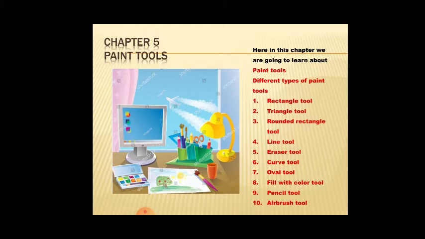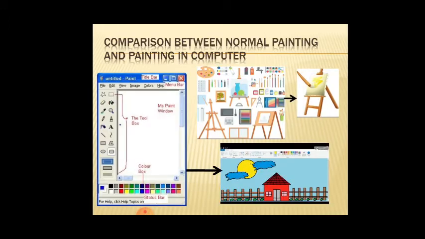So in this chapter we are going to learn about the paint tools. Basically, what are the tools that are available in the paint, then different types of paint tools like rectangle tool, triangle tool, rounded rectangle tool, line tool, eraser tool, curve tool, oval tool, fill with color tool, pencil tool, and airbrush tool. So totally you have 10 tools here. Please try to remember the words here: rectangle tool, triangle, rounded rectangle, line, eraser, curve, oval, fill with color tool, pencil tool, and airbrush tool.